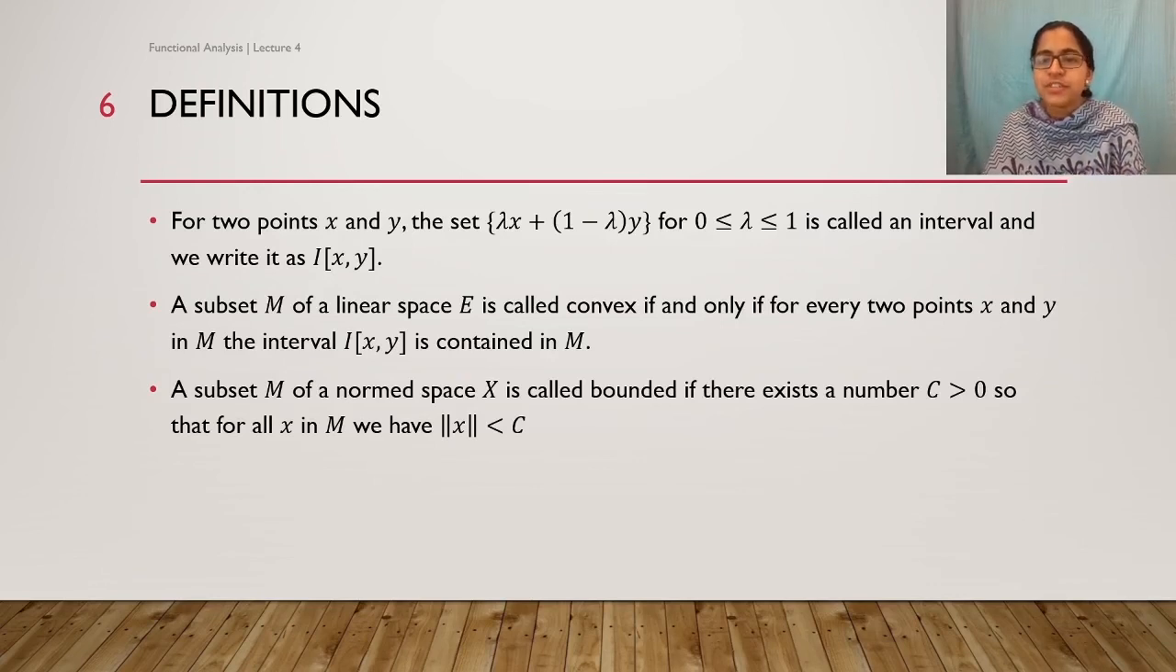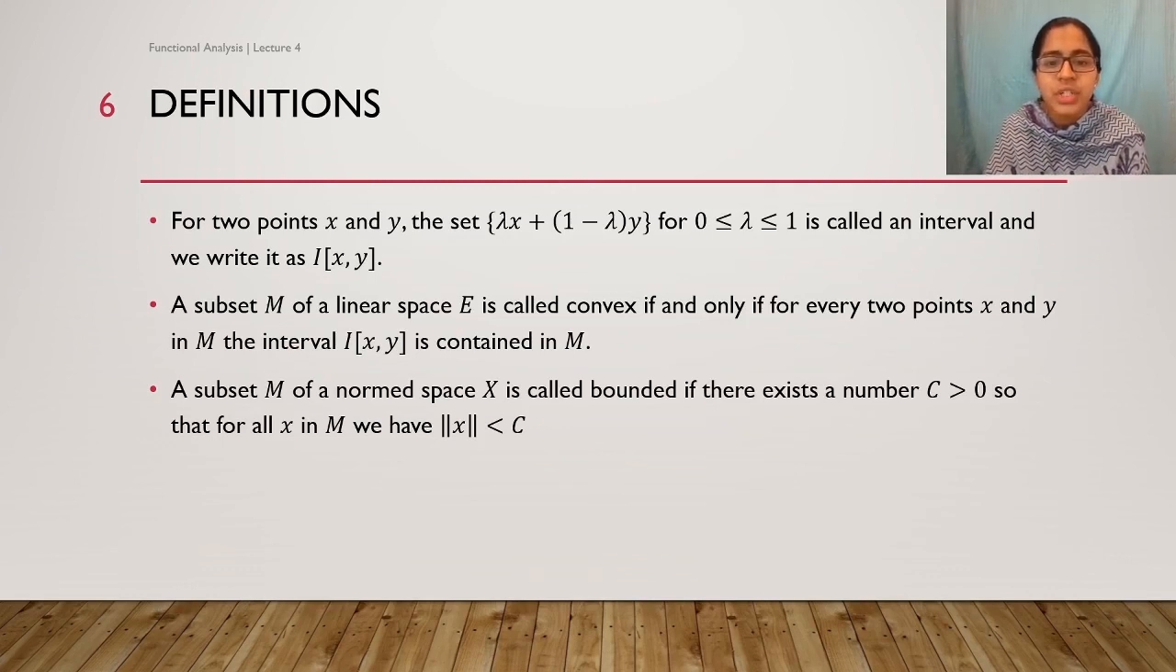First is the definition of the interval. For any 2 points x and y, the set lambda x plus 1 minus lambda y for 0 less than or equal to lambda less than or equal to 1 is called the interval, and it is written as I of x comma y. Next is the definition of a convex set. A subset M of a linear space E is said to be convex if and only if for every 2 points x and y in M, the interval I of xy is contained in M.